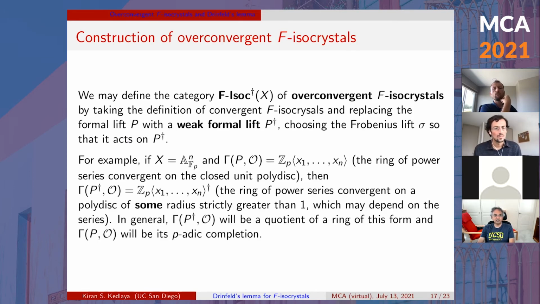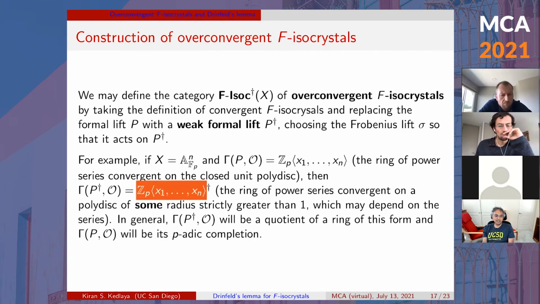For example, if X is affine space of some dimension, and you lift it to the formal affine space, then the global sections of the structure sheaf on the formal lift will be strictly convergent power series over Z_p. This weak formal lift is an object in some category of weak formal schemes, and the global sections of the structure sheaf are power series that converge on some polydisk of radius strictly greater than 1, but you're allowed to vary the radius depending on the series. And the point is that when you take partial differentiation with respect to a variable on a ring like this, it is a surjective morphism, because when you anti-differentiate, you're only introducing some logarithmic denominators that maybe affect convergence at the boundary of the disk, but if you're allowed to move the boundary a little bit, that takes care of matters.